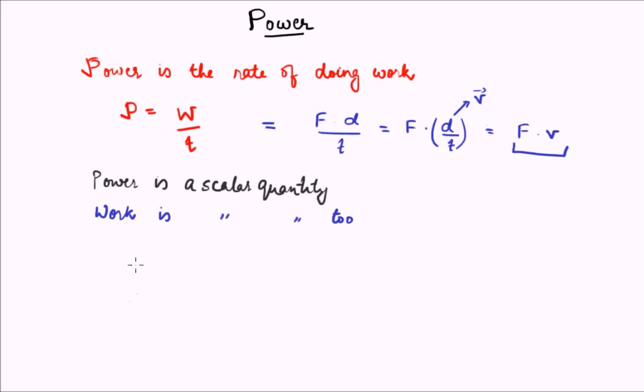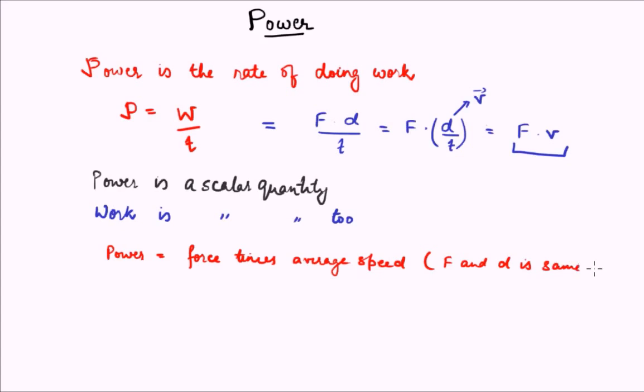So power can also be written as power is force times average speed, given that force and the displacement are in the same direction. So this is an extended definition. We can directly use this relation in numericals. We can also go through the work by time method.